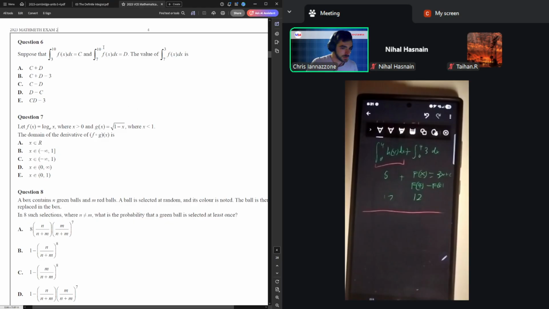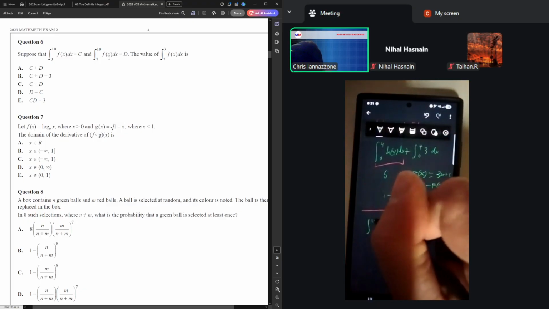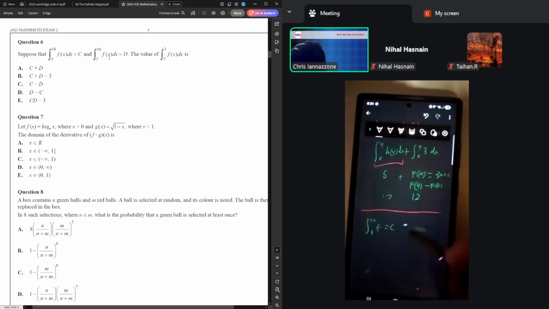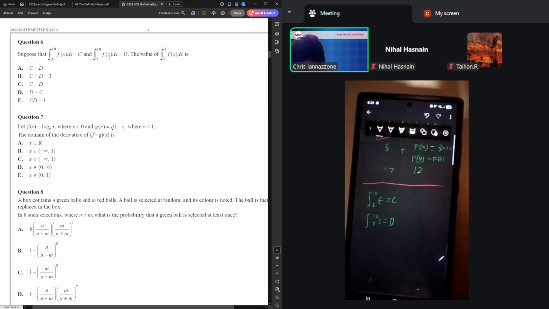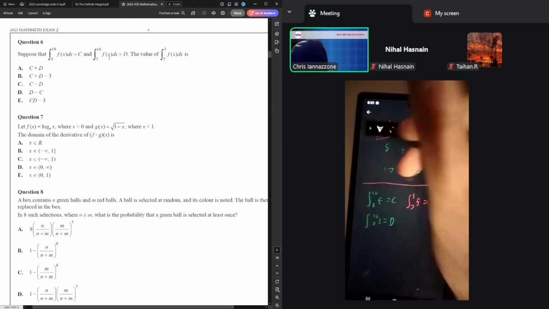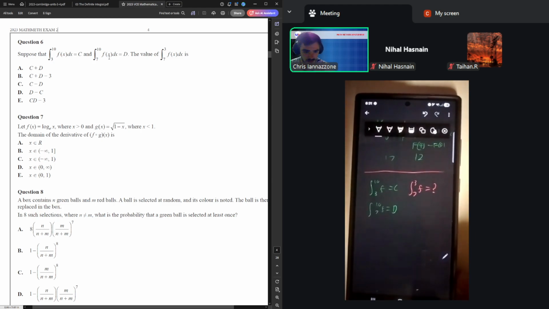Okay, so let me start writing those out. The integral from 10 to 3 of the function is equal to C. The integral from 7 to 10 of the function is D. The integral from 3 to 7 of the function is something. So what I'm noticing is 10 to 3 and 10 to 7. Before I say that, does anyone have any ideas they want to start us off with?